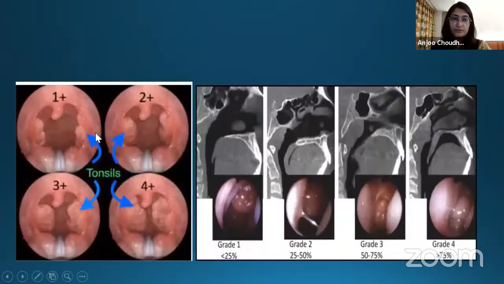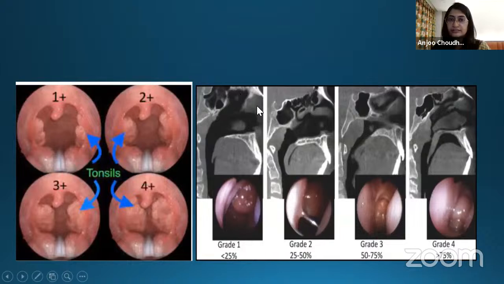So when we examine this patient, the oral cavity looks like this. Grade 1 means the tonsils are just coming out of the anterior pillars on both sides. Grade 2 is causing 50% of the obstruction. Grade 3 is more than 50%. And grade 4 is nearly touching each other, where there is hardly any airspace.